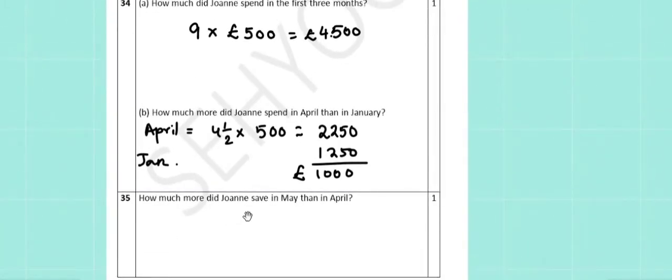answer. And then number 35, how much more did Joanne save in May than in April? So this is about savings. So we need to know the savings of May and the savings of April. So let us look at the data again.